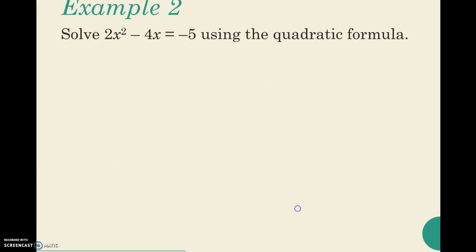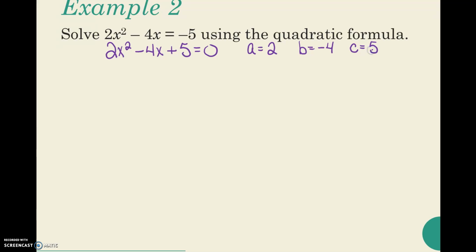All right, let's go to example 2. Is this one currently set up and ready for the quadratic formula? No, it says equals negative 5. We need it to equal 0. So rearrange it. 2x squared minus 4x plus 5 equals 0. Our A is 2. B is negative 4.